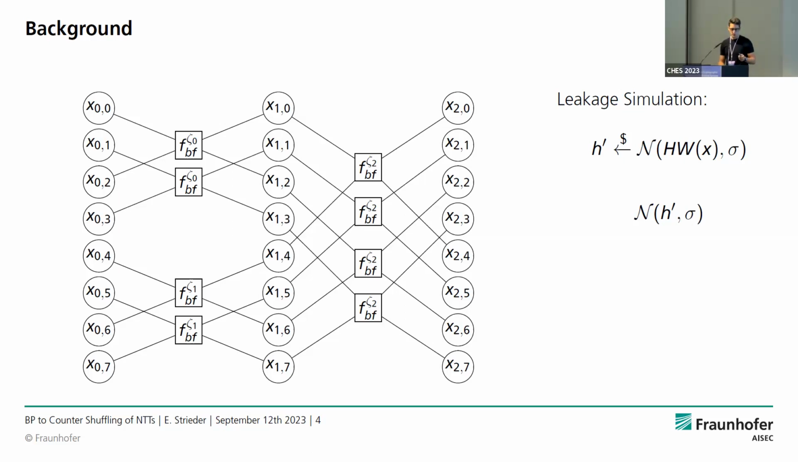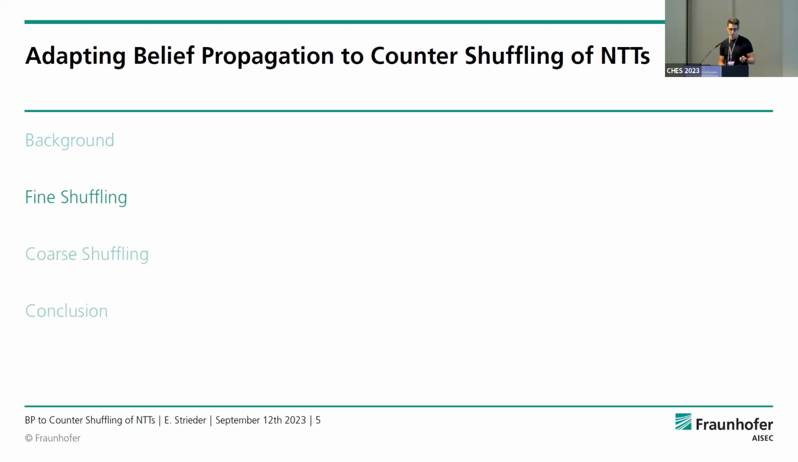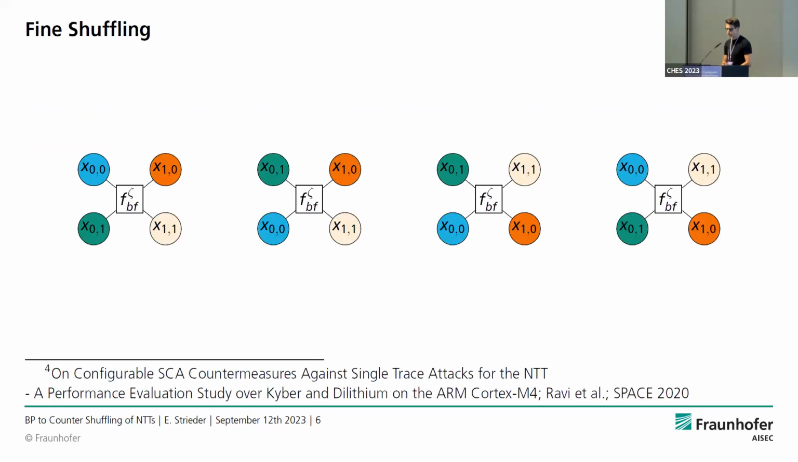All right, so let's talk about shuffling. First, I start with fine shuffling. Fine shuffling is the idea of shuffling the inputs and outputs of one butterfly. So that's the reason why it's called fine shuffling. For one butterfly, you have 4 possible states. And if you try to take side channel measurements now, you get, of course, uncertainty about which of the inputs is at which position in each butterfly.